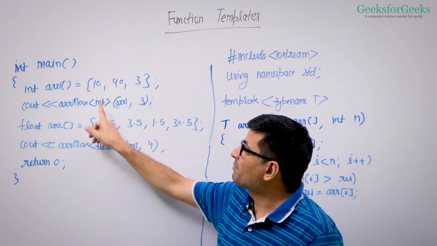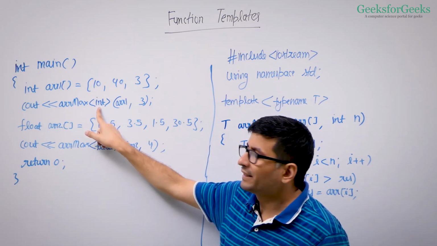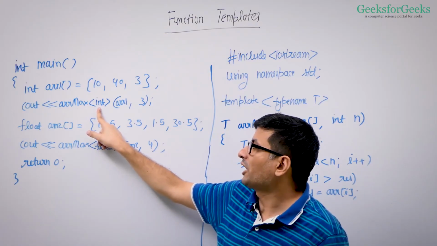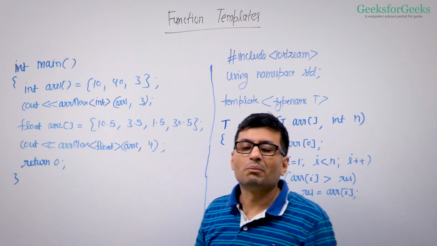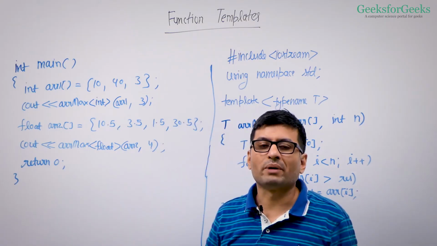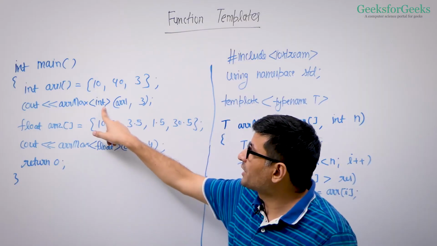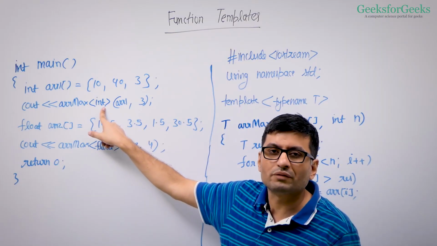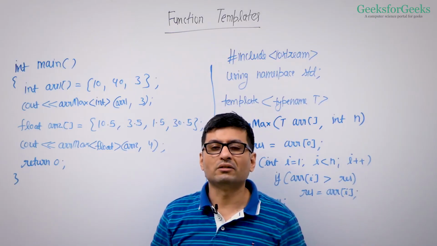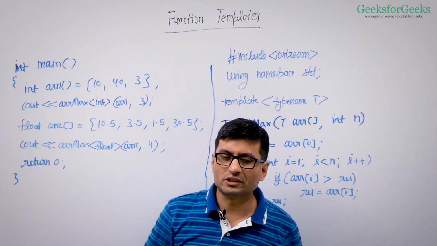Please note that compilers can sometimes guess this data type, int or float, right? According to the type of array that you pass. But it's always a good idea to not let the compiler guess, but clearly specify what is the data type of the array that we are passing. That makes the code more readable and avoids unpredictable results.